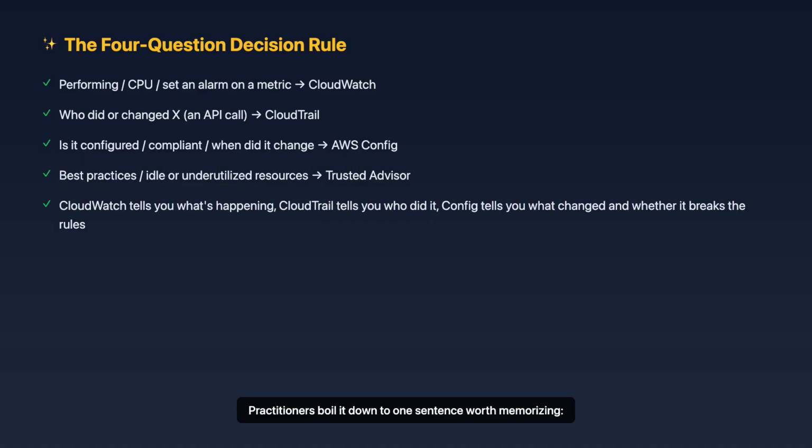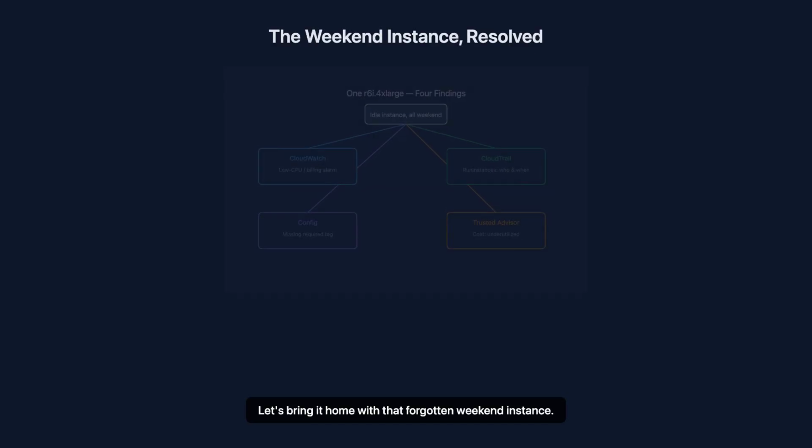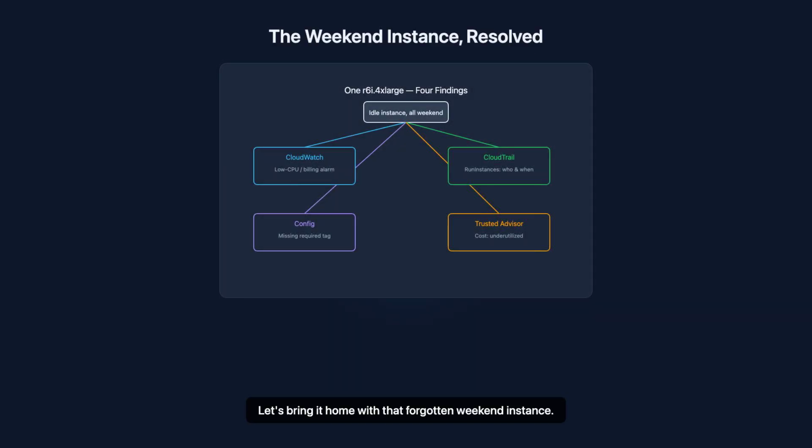Practitioners boil it down to one sentence worth memorizing. CloudWatch tells you what's happening, CloudTrail tells you who did it, and Config tells you what changed and whether it breaks the rules. Let's bring it home with that forgotten weekend instance. One r6i.4xlarge, 4 findings. CloudWatch sees it through a low CPU or billing alarm. It was barely working. CloudTrail holds the RunInstances record showing who launched it and when.